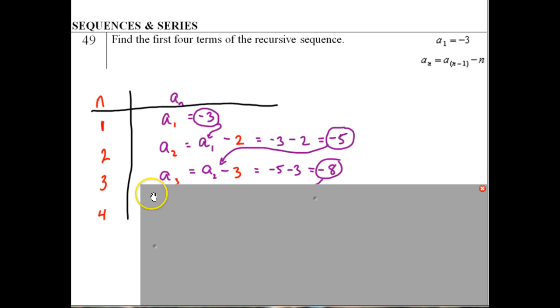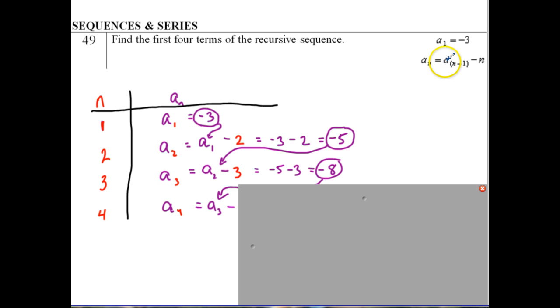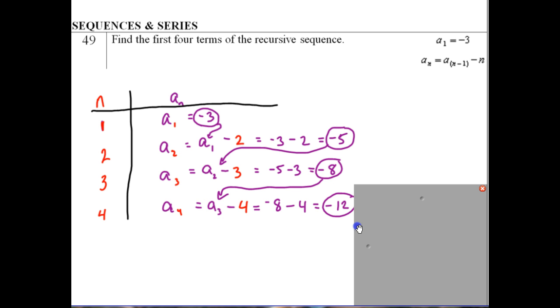Last term, a sub 4. According to our formula, you want to find a sub 4? Well, you have to take a sub 4 minus 1, which is the same thing as saying a sub 3, and subtract 4, which is the n value. Of course, a sub 3, we just figured out, is negative 8, so it's negative 8 minus 4 equals negative 12. We've got our 4 terms in the recursive sequence.